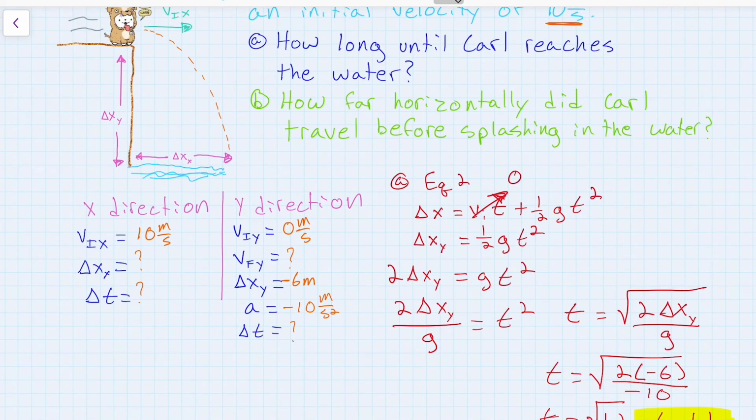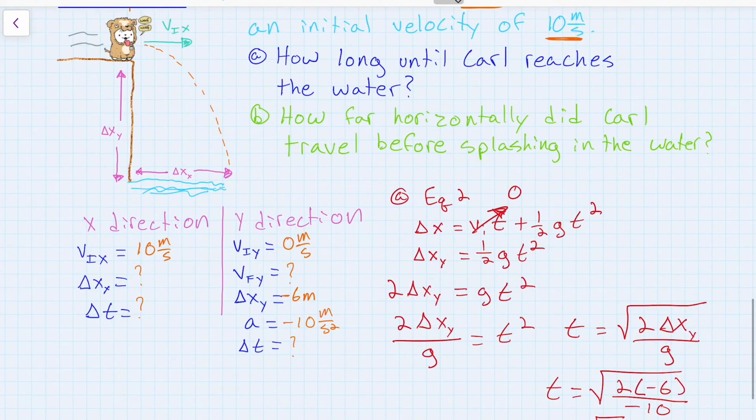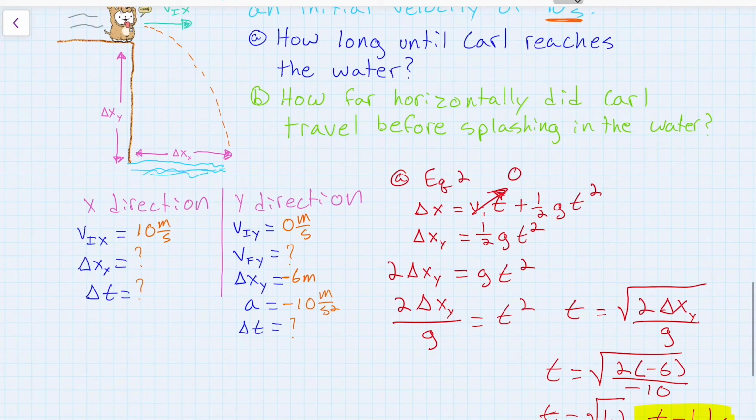So now, since we figured out how much time it takes Carl to hit the water, we can actually take the time and plug that into the velocity equation to figure out how far away horizontally Carl traveled before splashing into the water. So we know that for horizontal motion, velocity is equal to the horizontal displacement divided by the change in time. So we know that the time is equal to 1.1 seconds, and we know that the initial velocity is equal to 10 meters per second.